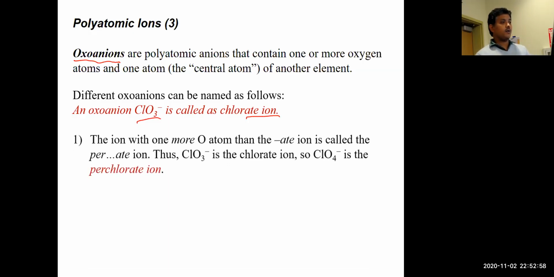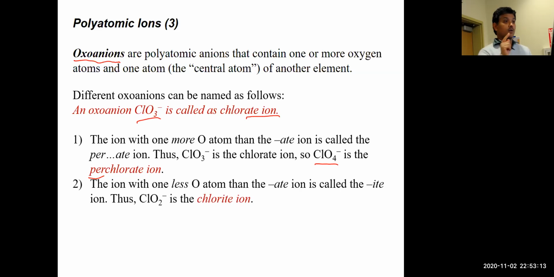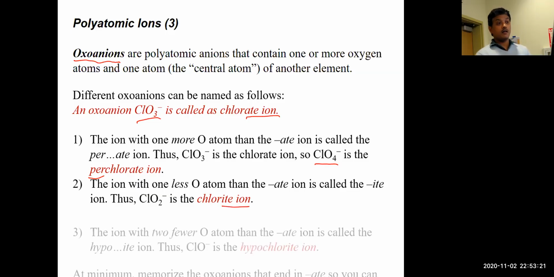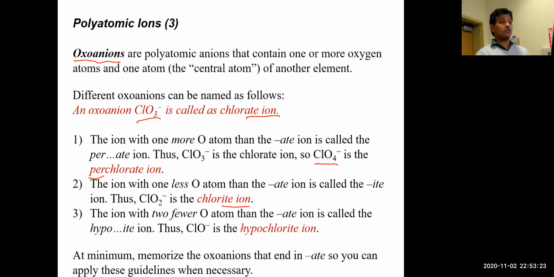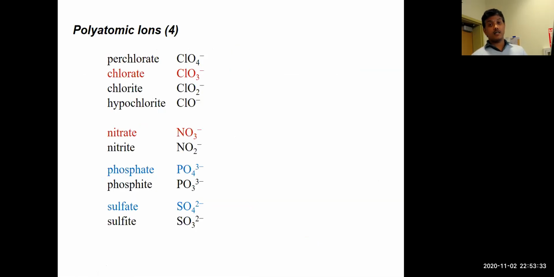Let's say you have ClO4 instead of ClO3, your name will change to perchlorate ion. Everything is the same, but you add the word per in front of it. Let's say you only have 2 oxygens for 1 single chlorine. In this case, your name changes to chlorite. Let's say you only have 1 oxygen for 1 chlorine. In this case, the name changes to hypochlorite. Again, these are the things that you need to get familiarized with.